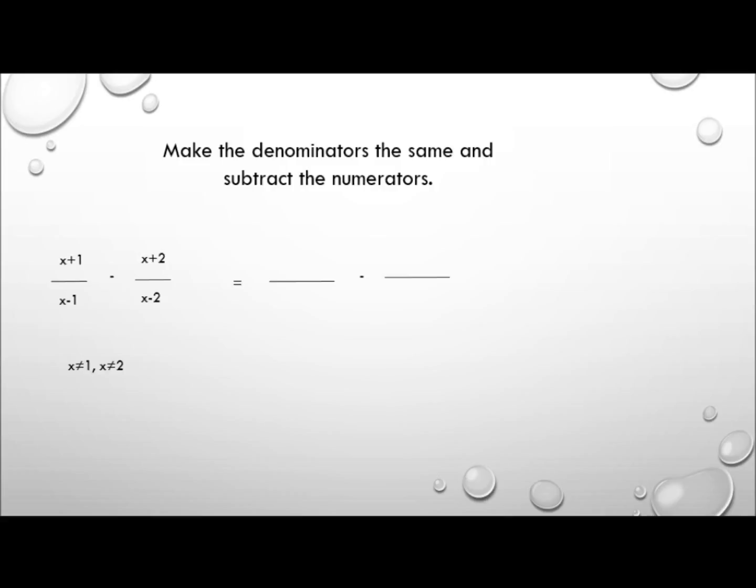So since the denominator of x plus 1 over x minus 1 is x minus 1, we cannot allow x to equal 1. And the denominator of x plus 2 over x minus 2 is x minus 2. So we cannot allow x to be 2 because otherwise the denominator would be 0. And if the denominator of a fraction is 0, then the whole fraction makes no sense. We say that it's undefined.